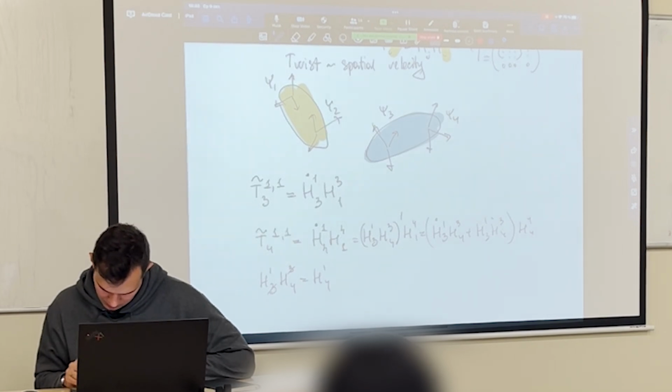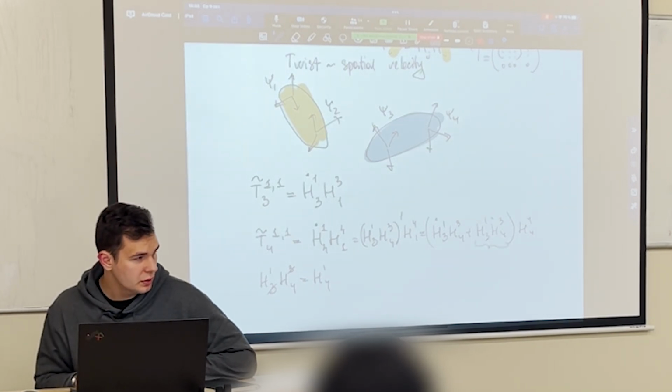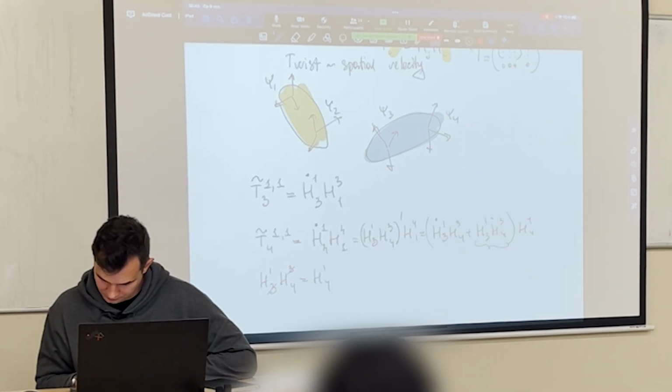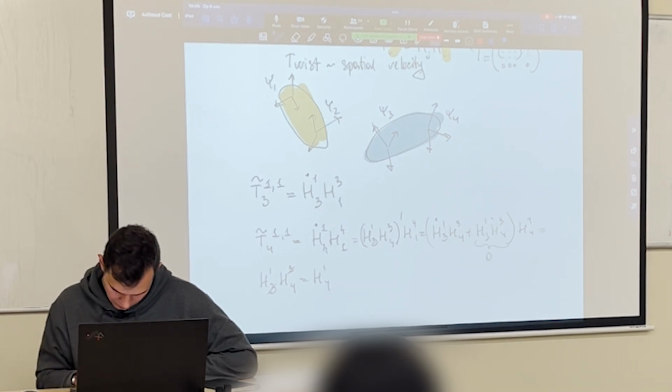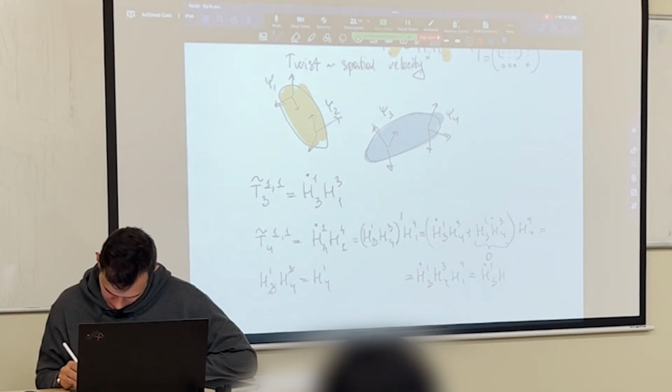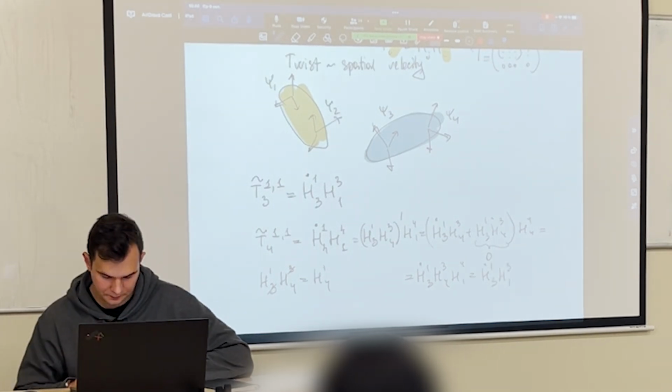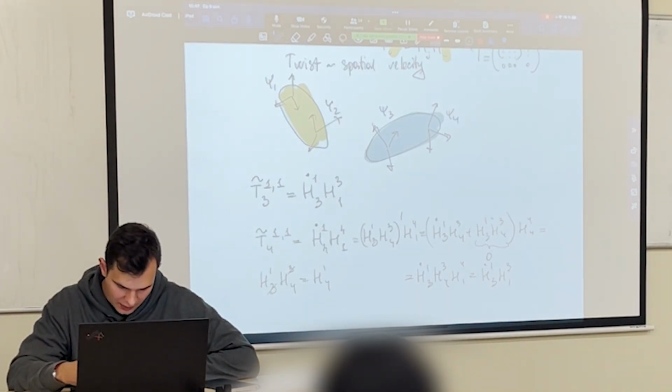What can I say about this stuff? It's 0, since 3 and 4 belong to the same body, and the time derivative is 0. So what remains is H dot 13 H31, the same as for frame 3. It is the same.